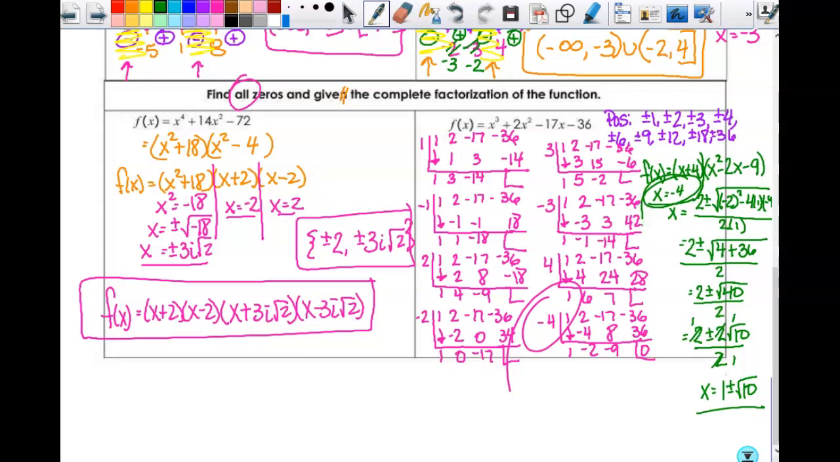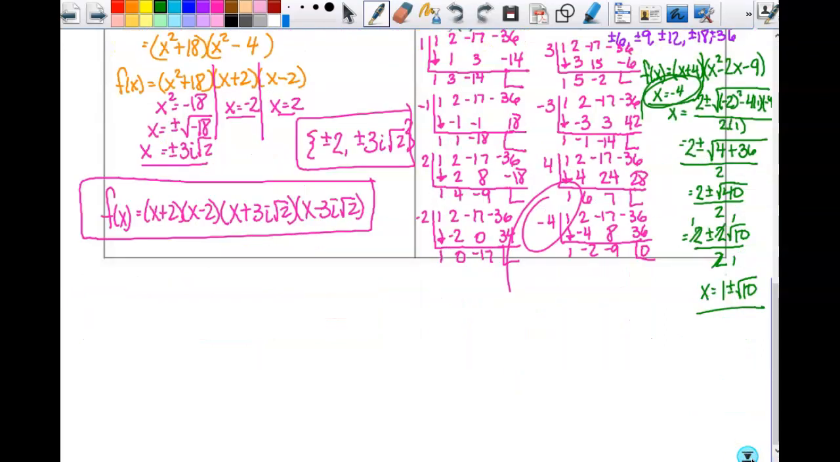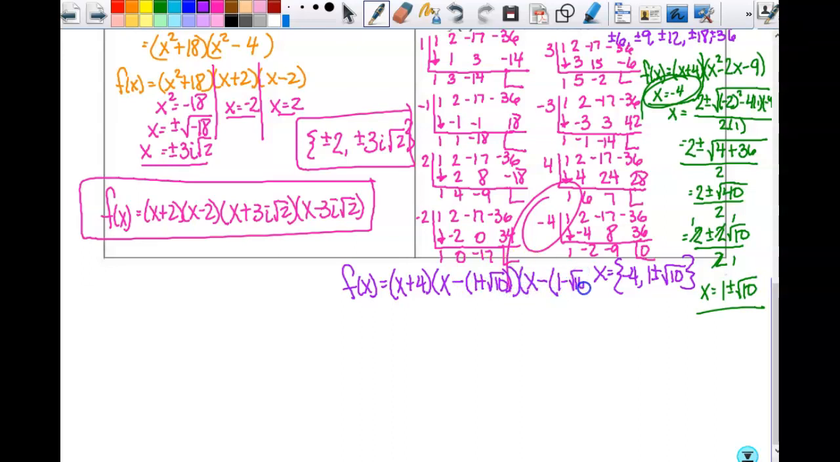Right? So I'm supposed to find all the zeros and do the complete factorization. All right, well, here are my x's. They are negative 4 and 1 plus or minus the square root of 10. Then the complete factorization looks like this. f of x equals x plus 4 times x minus, because it's always x minus the zero, just like this is x minus a negative 4. So x minus, and then I get 1 plus the square root of 10. And then x minus 1 minus the square root of 10. And just leave it. Don't distribute anything else.